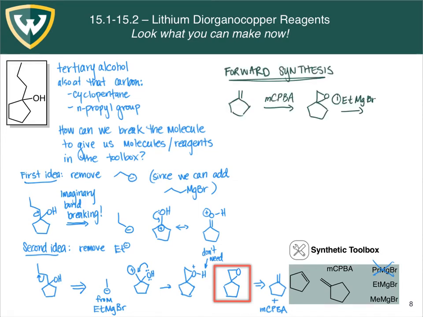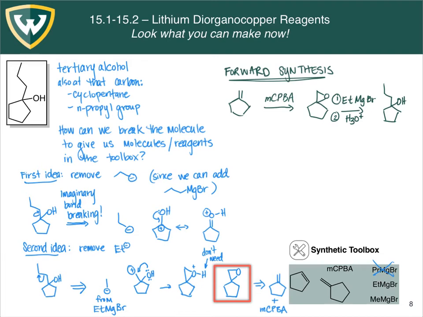So we start with the precursor that we found here with this exocyclic olefin. We're going to add MCPBA to get to our oxirane or epoxide. And then we're going to add our ethyl magnesium bromide. But remember, you need to include the workup step, and so you can just write H3O plus there. And that's going to give you your target molecule.